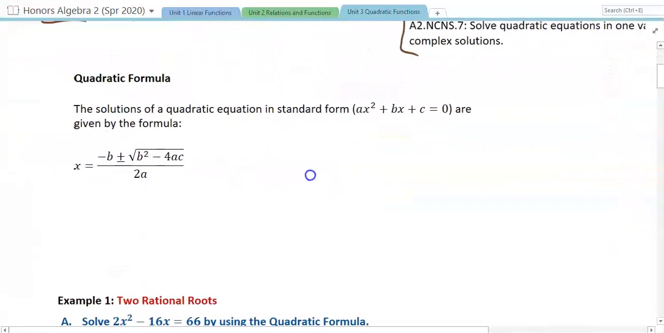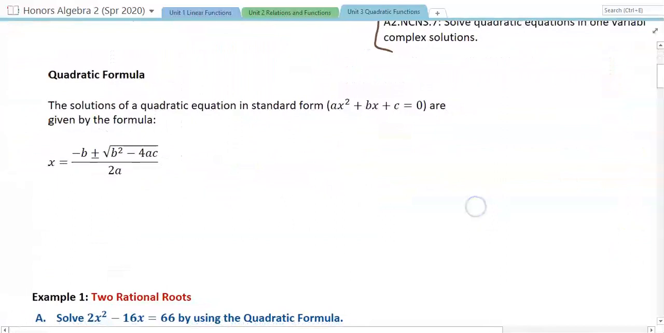And so this is nothing new. This you should have seen 2 years ago in Algebra 1. But the solutions of a quadratic equation in standard form, and remember standard form of a quadratic equation, ax squared plus bx plus c equals 0, are given by the formula that x is equal to the opposite of b plus or minus the square root of b squared minus 4ac all over 2a.